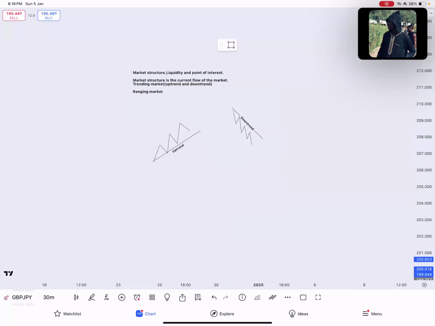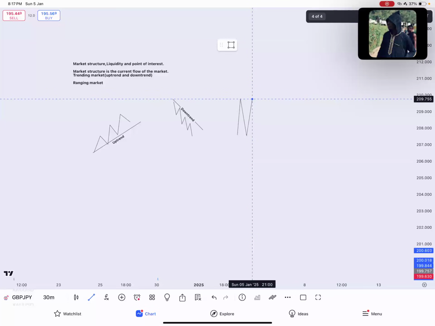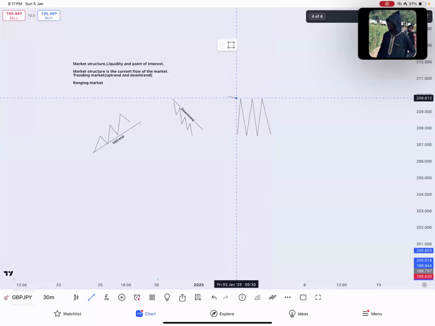So, like I said, market structure is the current flow and the current direction of the market. The two market movements, we have the trending market and then we have the ranging market. Under the trending market, you have the uptrend and then you have the downtrend. Then the ranging market is basically the market consolidating, ranging between support and resistance. Something like from here, support, to resistance. From resistance it's back to support. From support to resistance. This is what it means for price to be on a range.